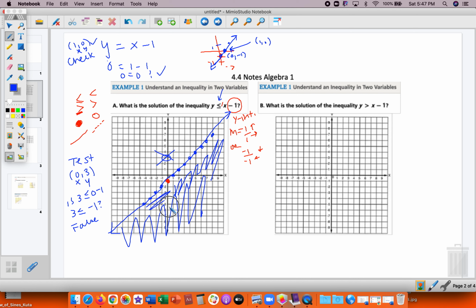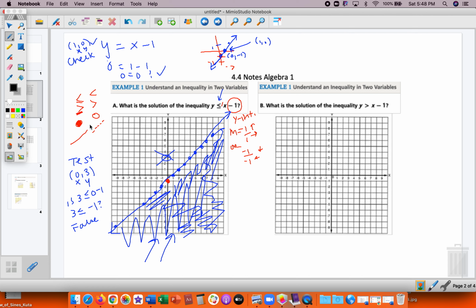And our solutions lie in the shaded region. So all points on the line are solutions, and all ordered pairs on this side of the line in the shaded region are also solutions. So there are many solutions.